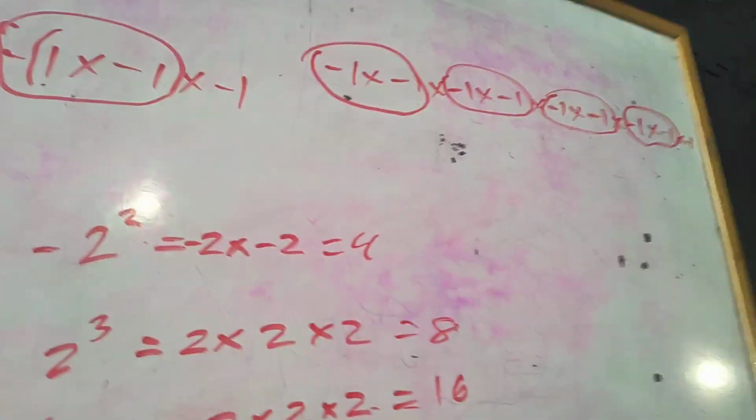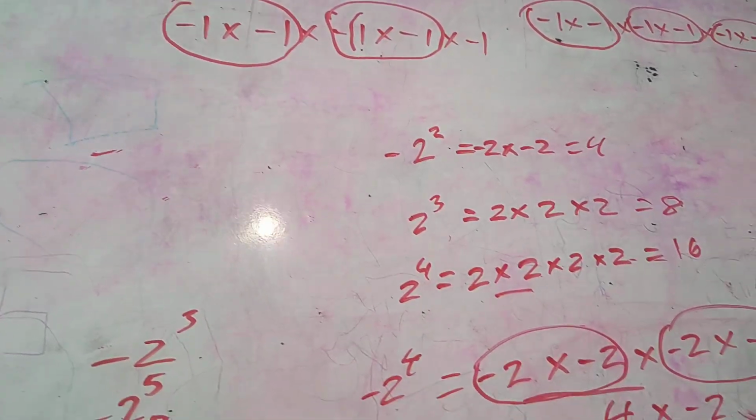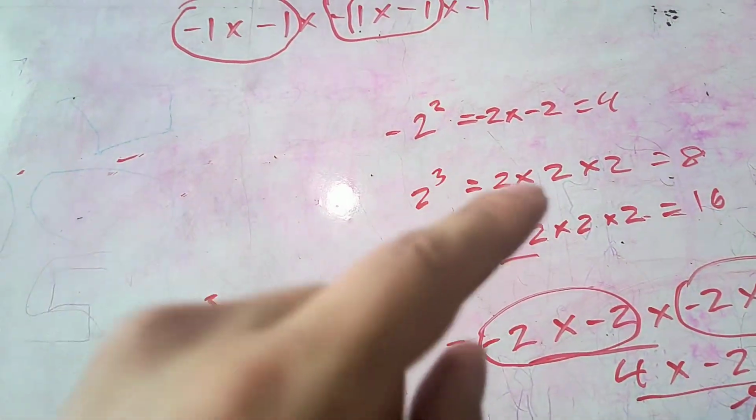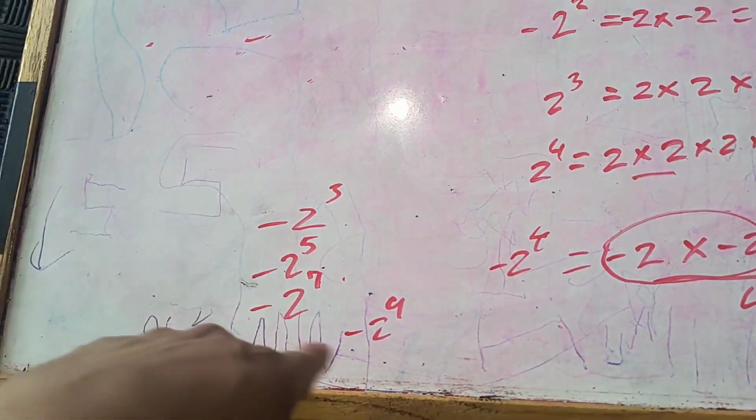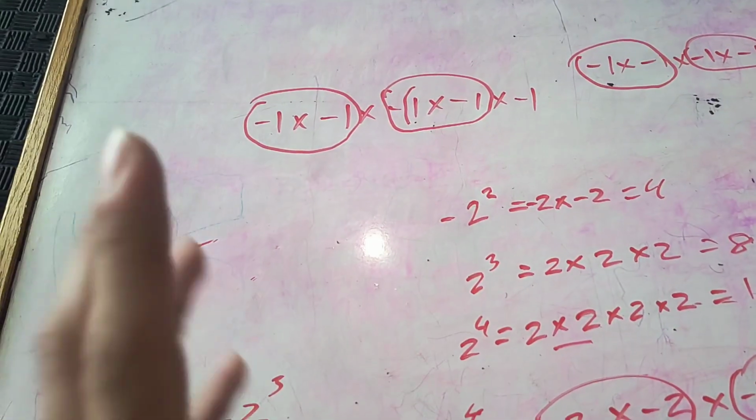So negative numbers raised to the power of even numbers will be positive. But negative numbers raised to the power of an odd number, which are numbers that are not divisible by 2, will be negative.